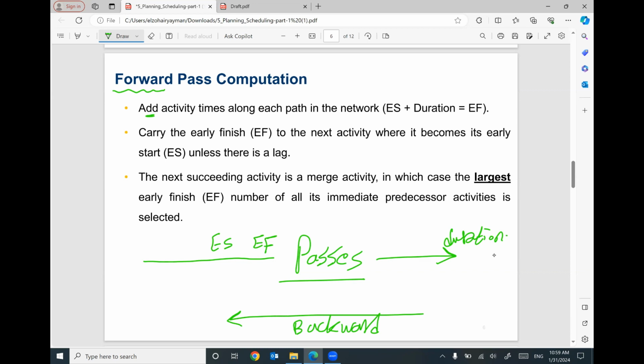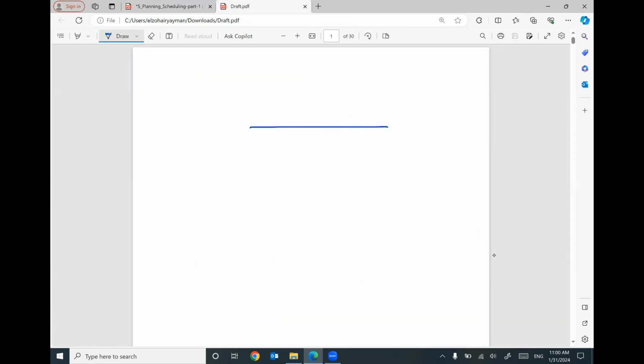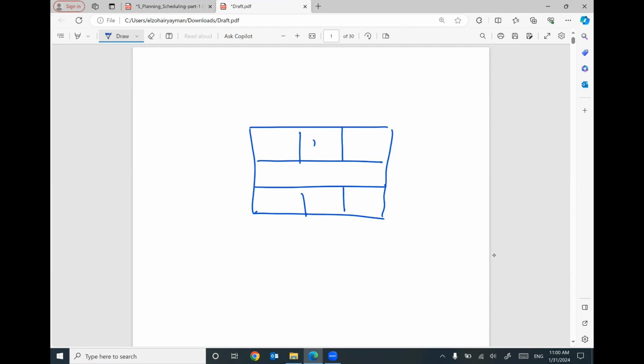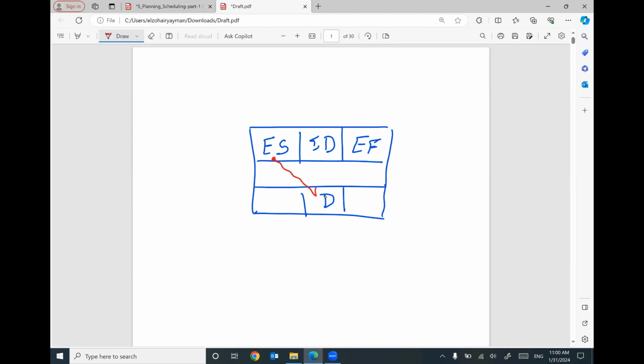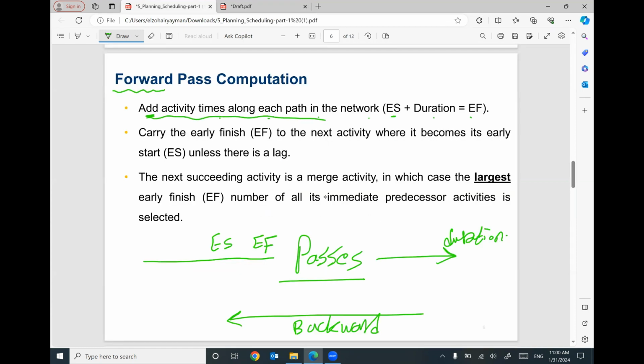So add activity times along each path in the network. So early start plus duration can tell you the early finish. This point is very important. We have to remember it. Here is the activity. Here is the name or the ID of the activity. Here is the duration. This number represents the early start, and this number represents the early finish. If you have your early start, add early start plus duration can tell you the early finish. So early start plus duration will tell you the early finish of this activity. This is the meaning of this sentence.